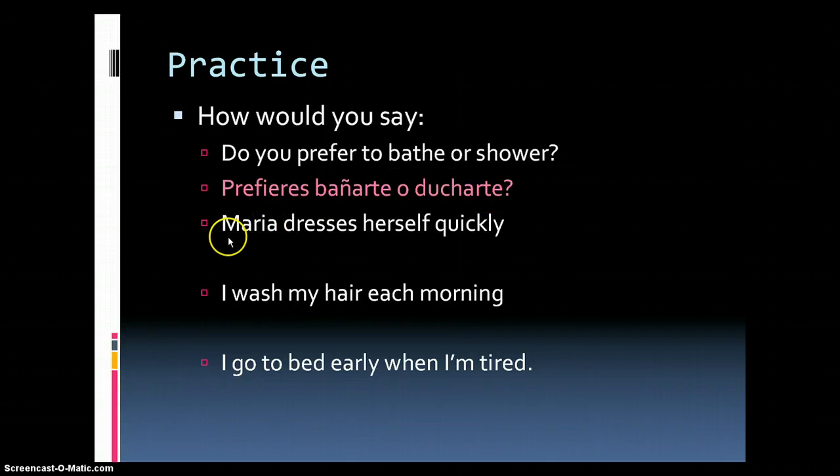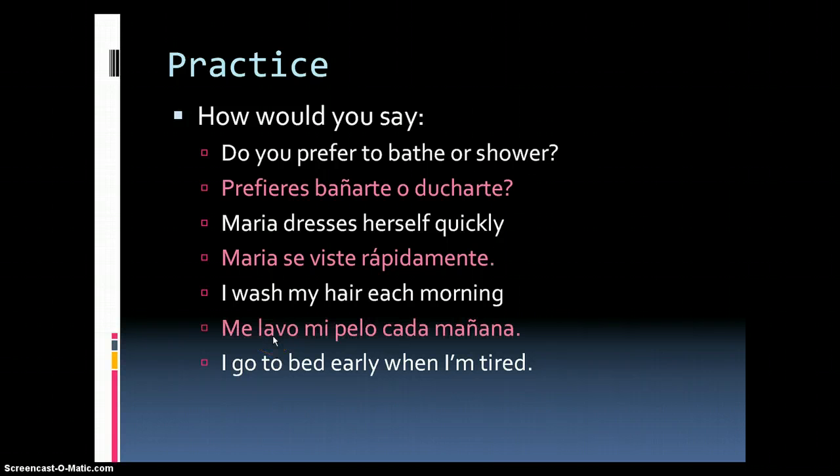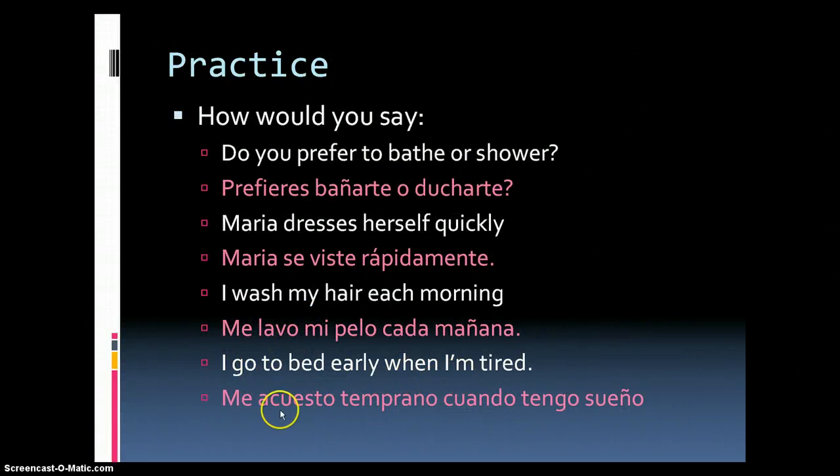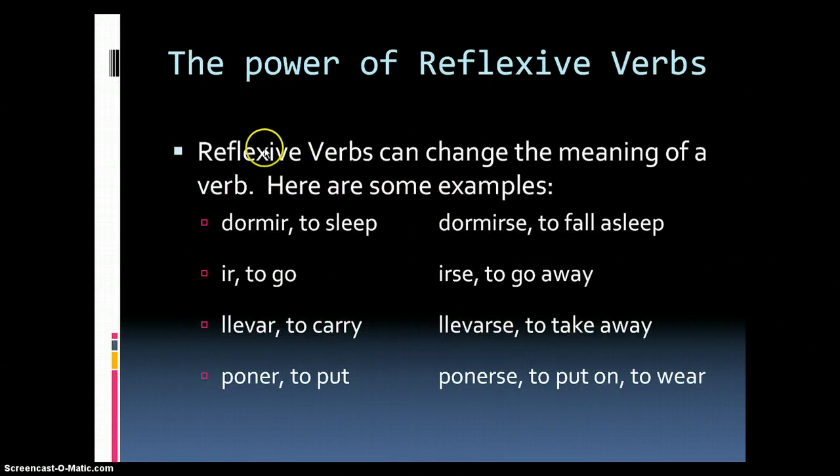María se viste rápidamente. I wash my hair each morning. Me lavo el pelo cada mañana. And that's actually a mistake I need to fix. And then I go to bed early when I'm tired. Me acuesto temprano cuando tengo sueño. All right, that's the end of that.